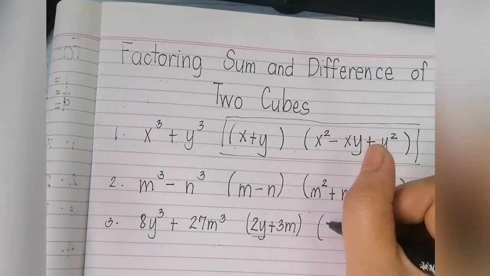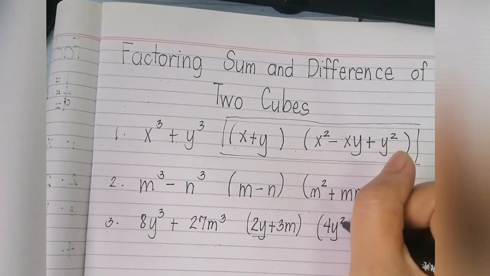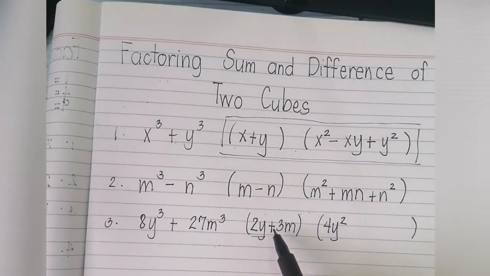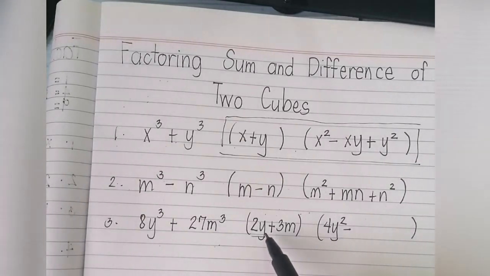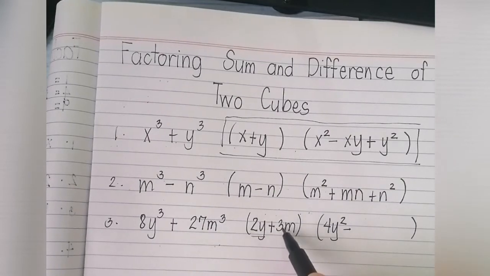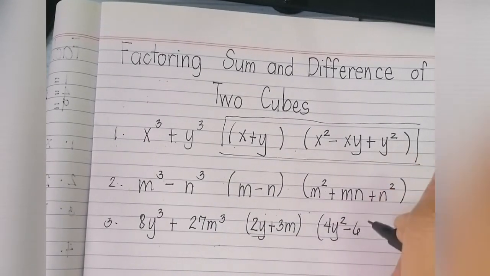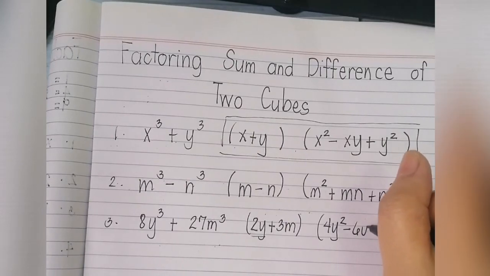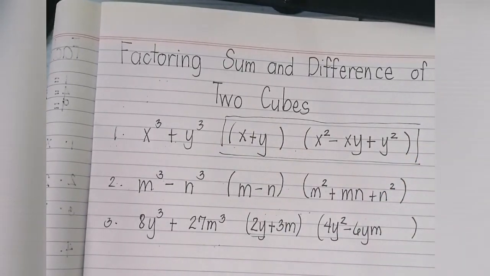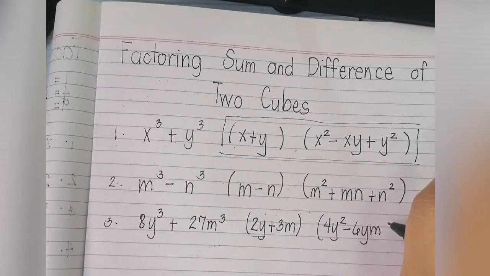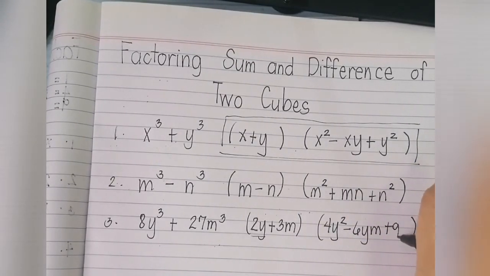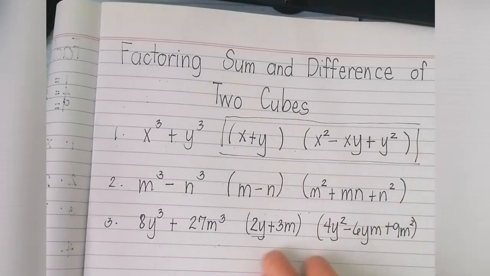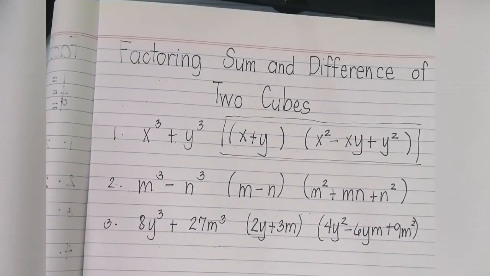2y times 2y is 4y squared. Kanina, yung operation natin, pag positive dito, magiging minus dito. So, ngayon, i-multiply naman natin yung first term at saka second term ng binomial. So, 2 times 3 is 6, and we have y times m is ym or my. And lastly, so plus na siya dito. Square natin yung last term. 3 times 3 is 9 and m times m is m squared. So, ito na yung factored form natin. Naintindihan ba?